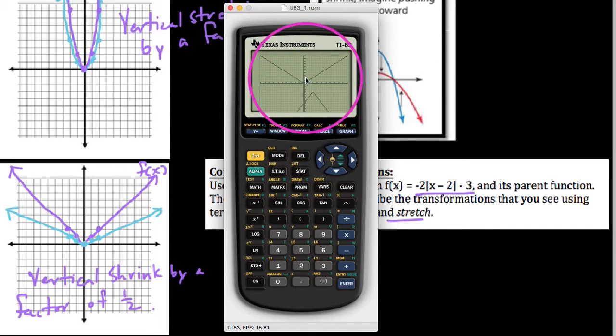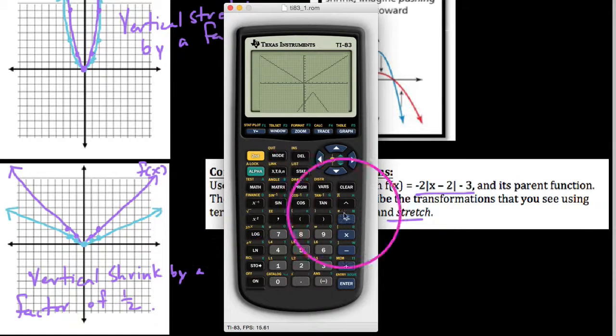Instantly, I notice that this opens downward. So we could say it was reflected. If this is our original parent function, it's reflected over the x-axis. I also notice that this one is a little bit more vertically stretched. Okay, it's a little bit skinnier. And last but not least, I noticed that it was shifted right and down. If we could zoom in here, it's kind of easier to tell, but we'd say it was shifted right 2 and down 3.